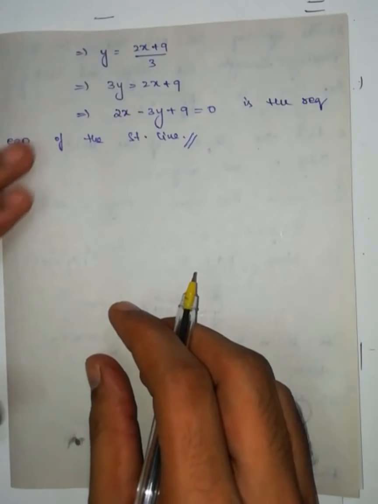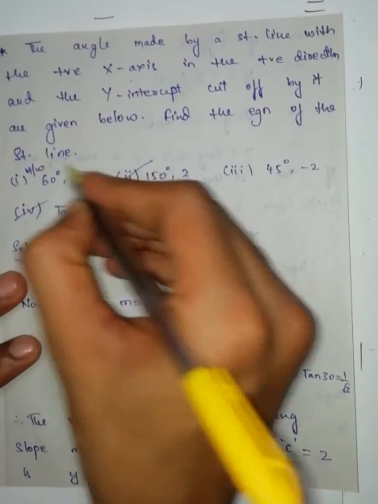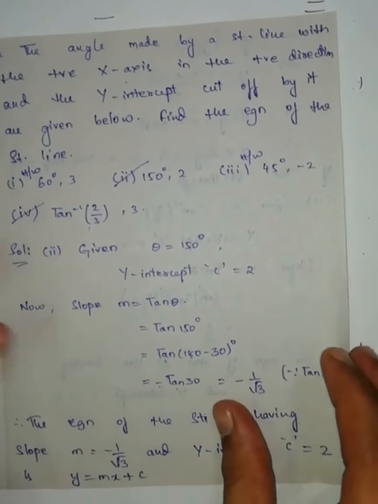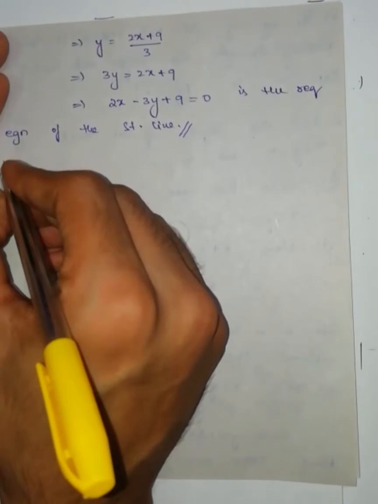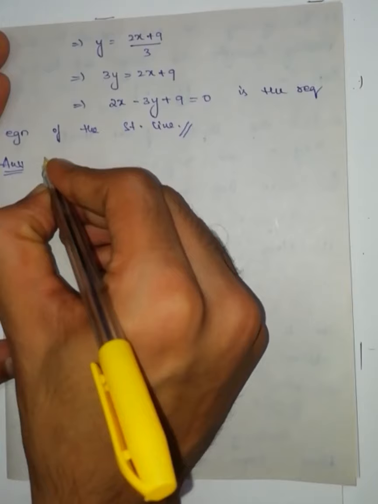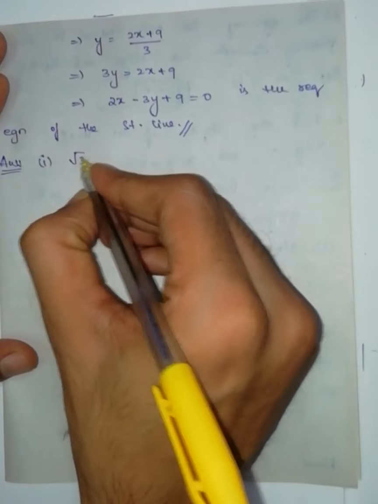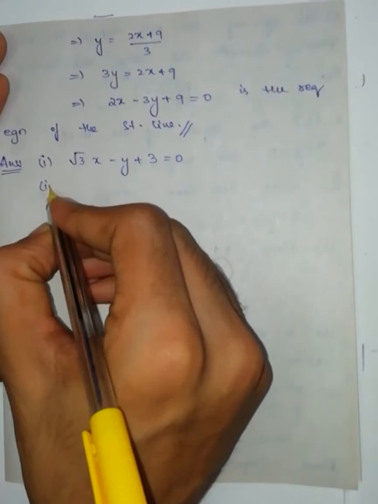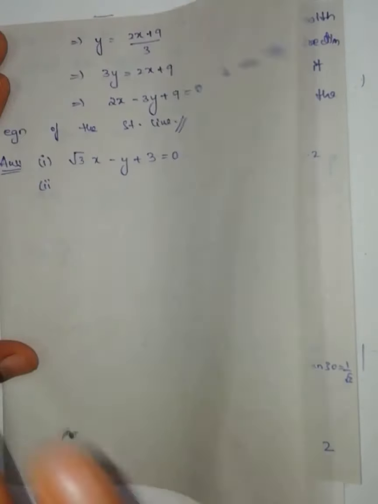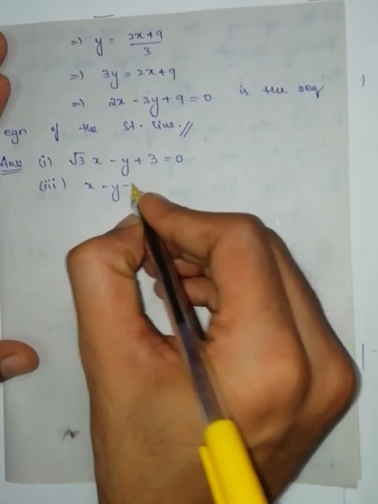Similarly, you have to solve the remaining two as homework. Which ones? The first one and the third one are homework. So the answers of the first one and the third one I am going to write here. For the first one, you have to get the answer root 3x minus y plus 3 is equal to 0. And for the third one, you have to get the answer x minus y minus 2 is equal to 0. These are the answers you have to get.